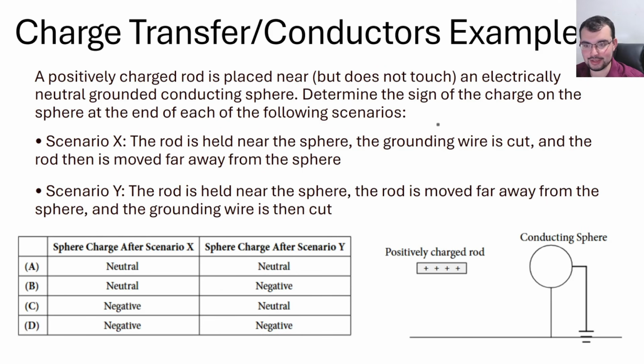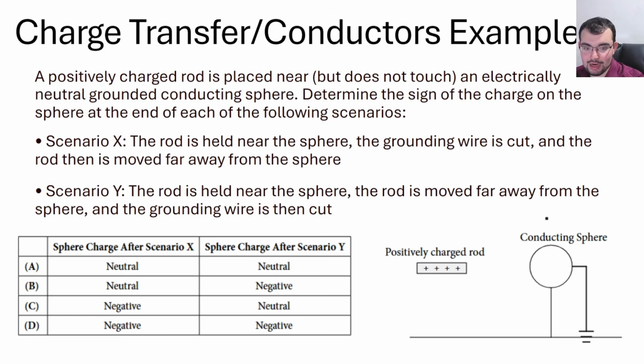So here's a classic. A positively charged rod, you can read the picture. We have this setup, and in scenario X, we bring the rod close, then we snip this grounding wire. That's X. And then in scenario Y, we move the rod really far away, then we snip the grounding wire. So the order changes. Let's see what happens in X. This might be a picture of X right now.